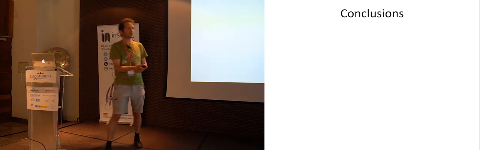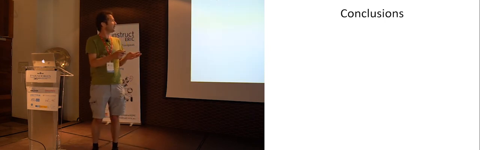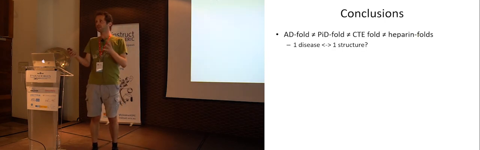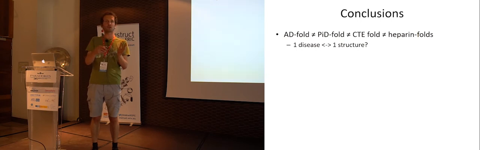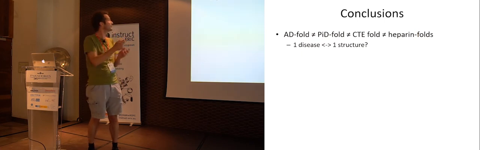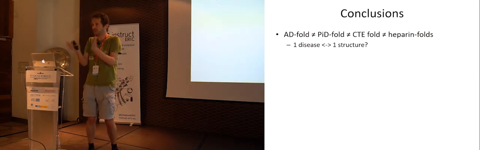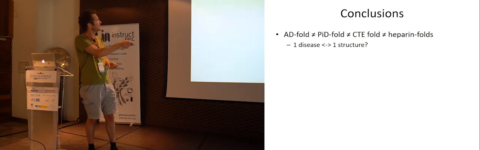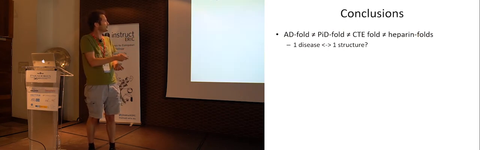So my conclusion, my biggest point, is that until now, each different disease has its own protofilament fold, much to the surprise of many people. People thought CTE would just be looking like AD. It is not, it's specifically very different. Well, perhaps not very different, but it's different, and that's what matters. It's chemically different. And PiD is very different from those two as well.